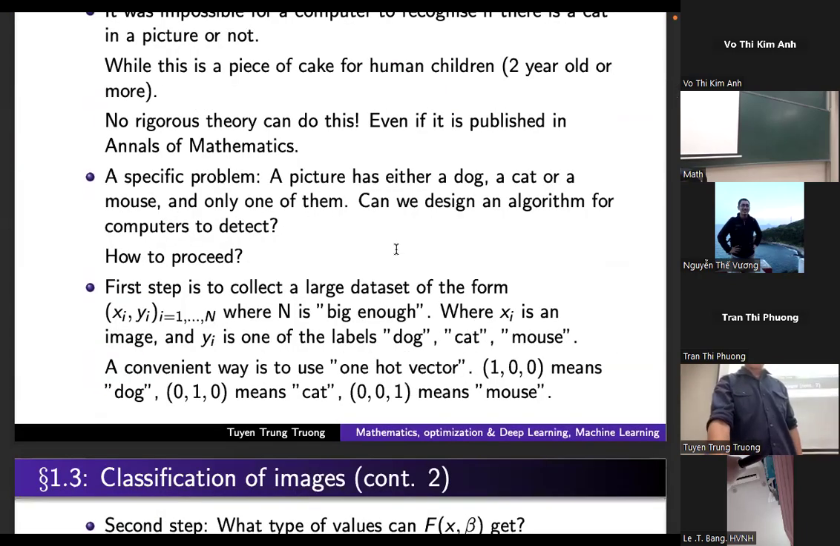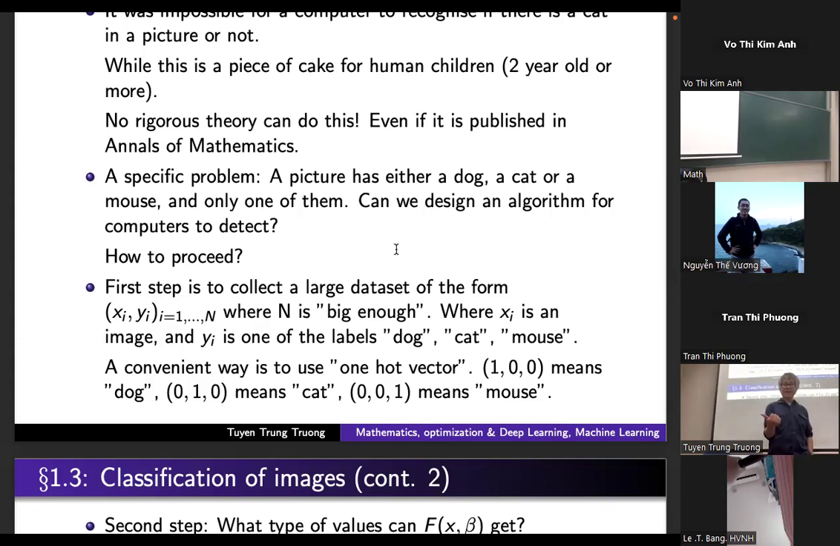So how do we do this? The first step is we can collect a big data set, where the picture is x_i, and then y_i. Say you want to see if a picture has a dog, cat, or mouse, and you assume that all the pictures you have contain only one of them, and then you want to teach the computer to learn. So how?